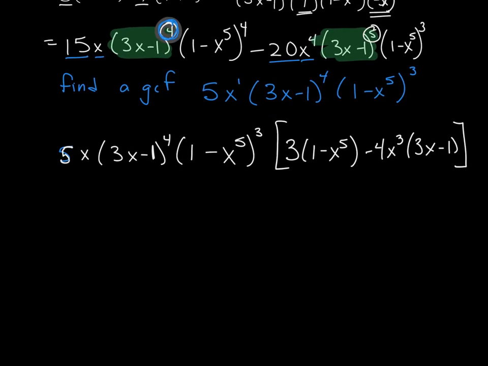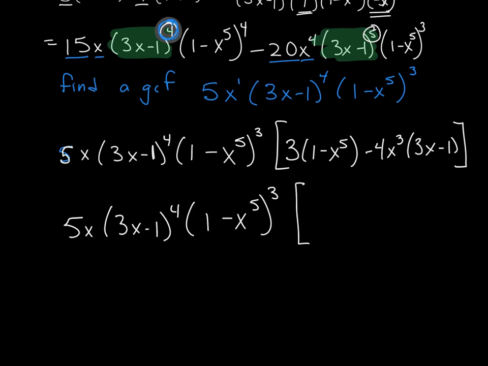So now to simplify all of this, this 5x stays the same, (3x-1)^4 stays the same, (1-x^5)^3 stays the same. Inside here, I want to multiply this out. And then that gives me, if I distribute both of those in over here, then I'm left with 3 minus 3x^5 minus 12x^4 plus 4x^3.